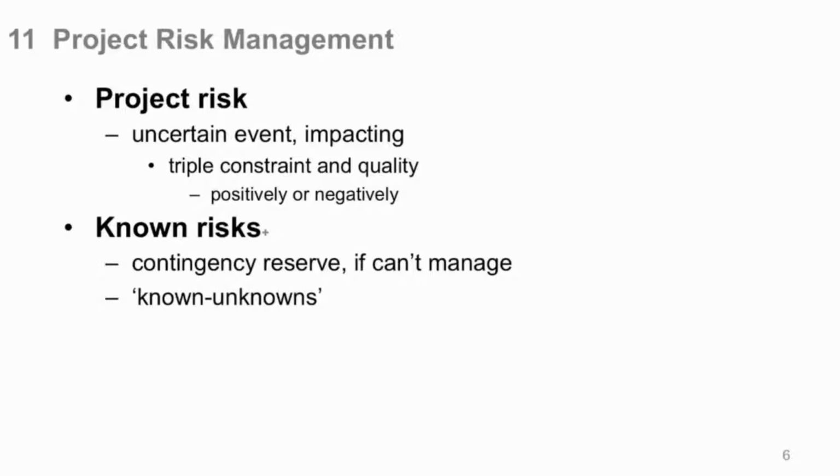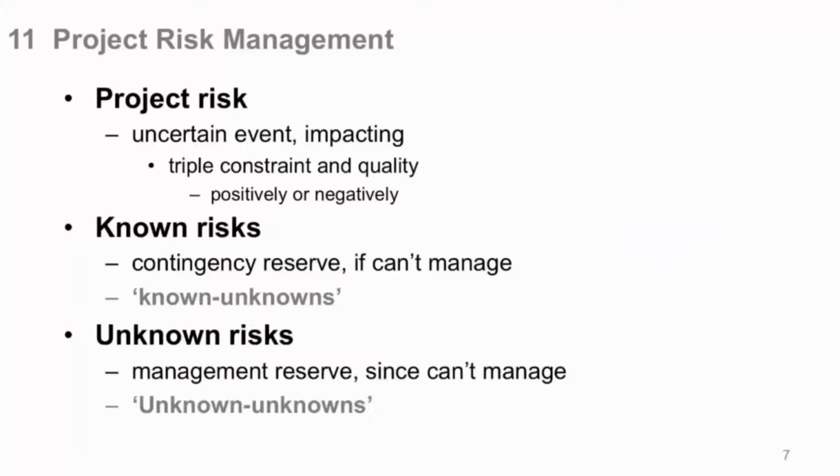These are known in the PMBOK lexicon as known unknowns. We know about the risk. We think they may occur, but we don't know if they will. The flip side of this are our unknown risks. These are risks that we did not identify for one reason or another, and so we still need to compensate for them in our plan if they would occur.